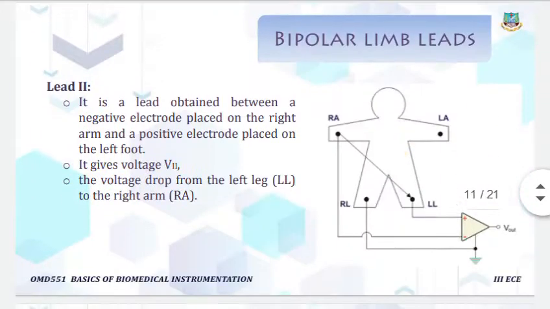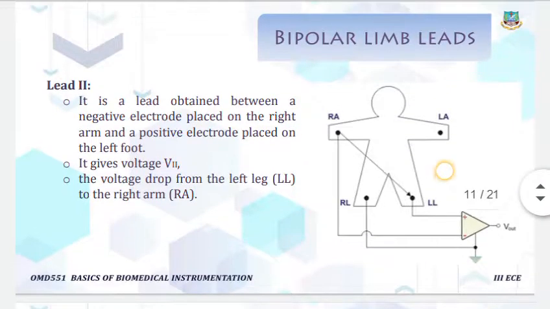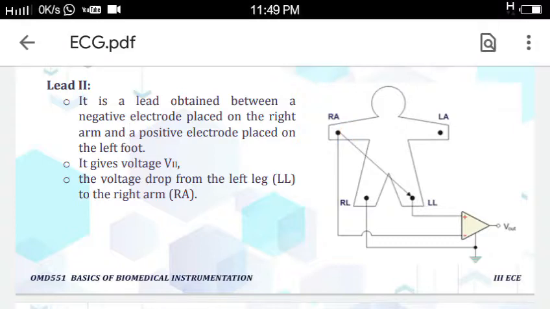Similarly in the lead 2 system, the lead is obtained with the negative electrode placed on the right arm and the positive electrode placed on the left leg, and the right leg acts as the reference electrode. Here we get the voltage V2 and the voltage drop is from left leg to right arm.